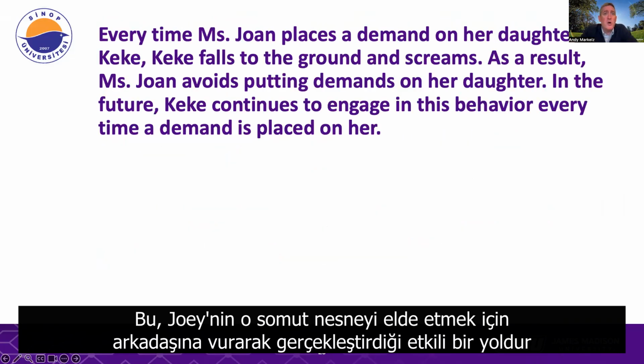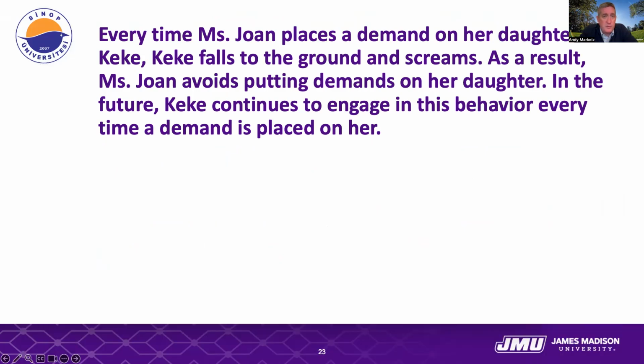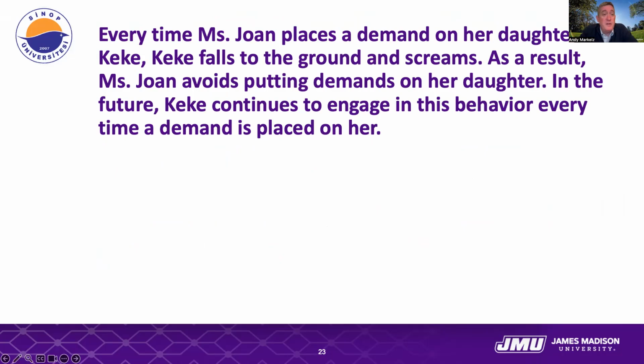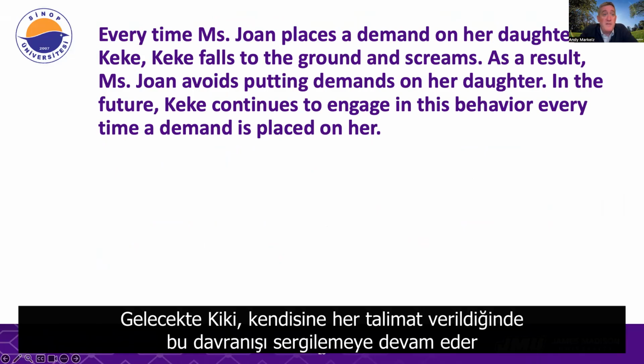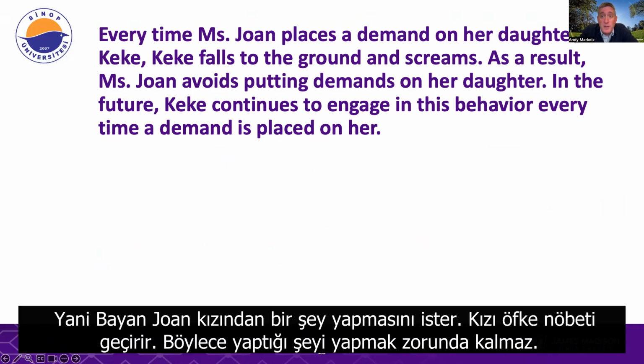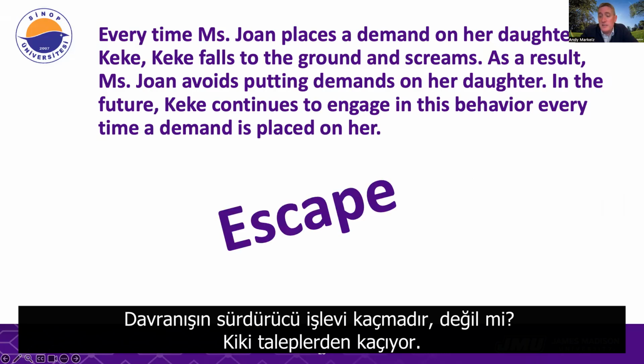Every time Miss Joan places a demand on her daughter, Kiki, Kiki falls to the ground and screams, so she starts having a tantrum. As a result, Miss Joan avoids putting demands on her daughter. In the future, Kiki continues to engage in this behavior every time a demand is placed on her. So Miss Joan asks her daughter to do something. Her daughter has a tantrum, so she doesn't have to do what she's doing. The maintaining function of the behavior is escape, right?